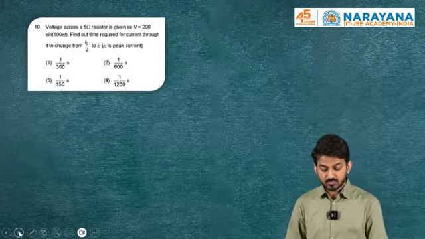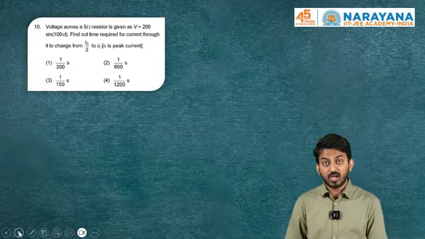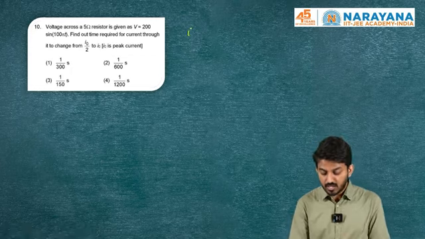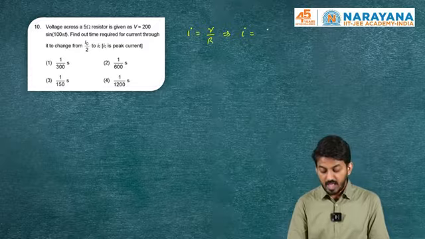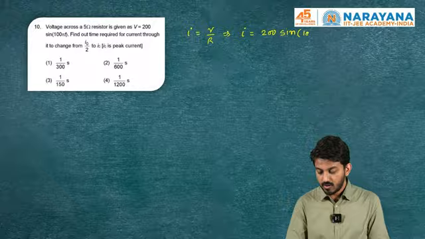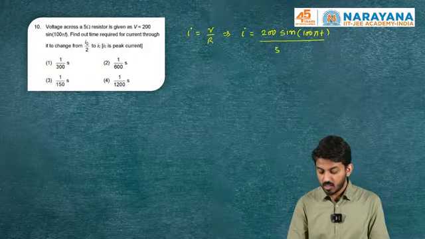Moving on, we have a voltage source. They're asking for the time required for current to go from I naught by 2 to the I naught value. Now writing the current value as V over R, it gives us I is equal to 200 sine 100 pi t divided by 5 ohm. This is in volt.